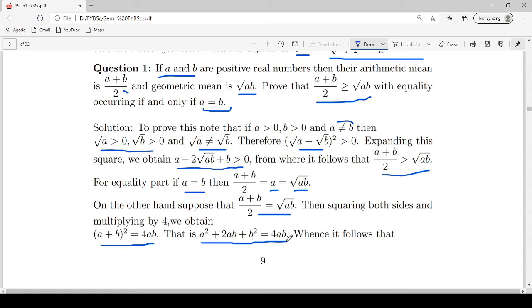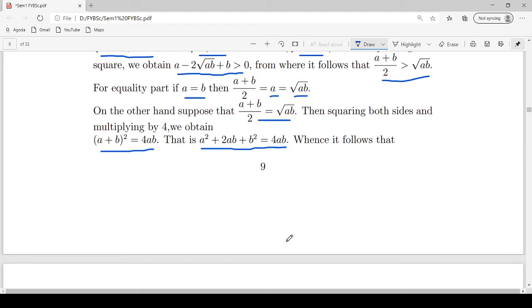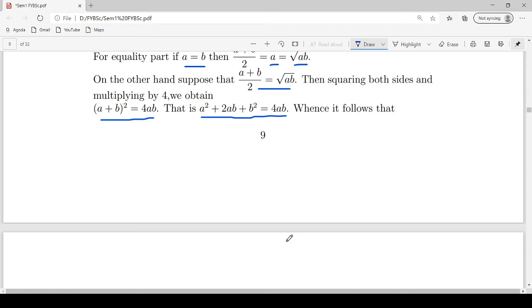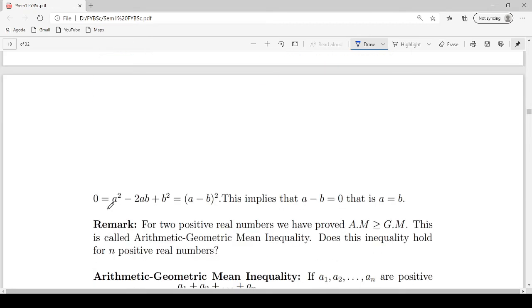Now if you shift this 4ab to the left hand side, you will have a square plus 2ab plus b square minus 4ab equal to 0. And 2ab minus 4ab is equal to minus 2ab. Therefore, you will have a square minus 2ab plus b square equal to 0. Here I have written that a square minus 2ab plus b square is equal to 0.